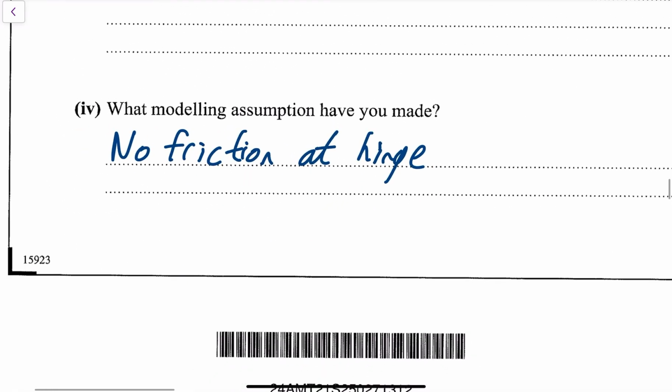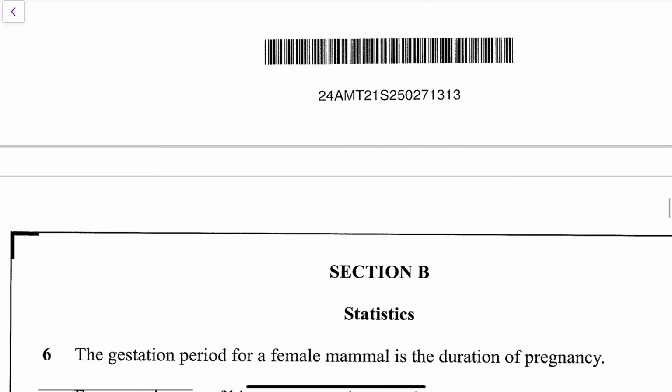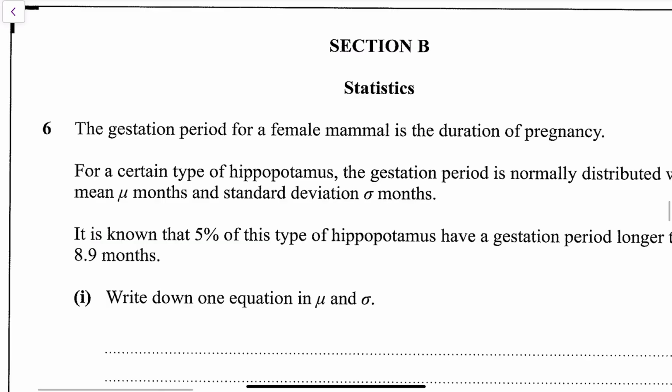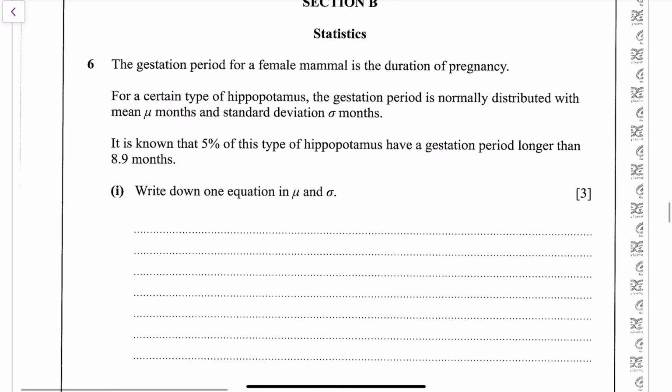Okay, the last bit there says, what modelling assumptions have you made? I think they mentioned that the string was light. The only other assumption I could think of was that there's no friction at the hinge. Right, that was a pretty rough question, and a pretty rough mechanics section all in all, I thought. Mechanics is normally fairly straightforward. I didn't think that was.